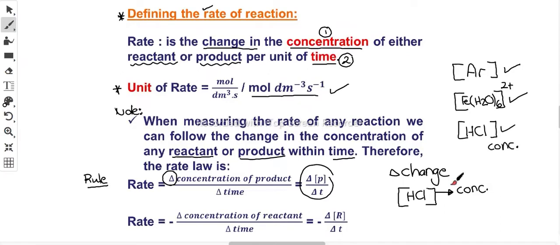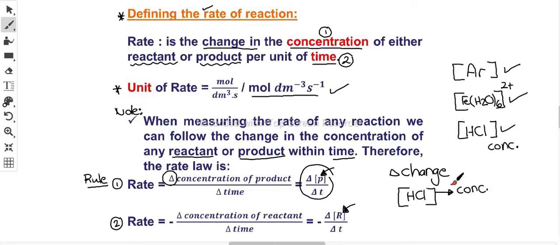So it is the concentration change of the products over the change in time in seconds. And if we want to go through the rule another time, we can also follow the change in the concentration of reactants per unit of time.